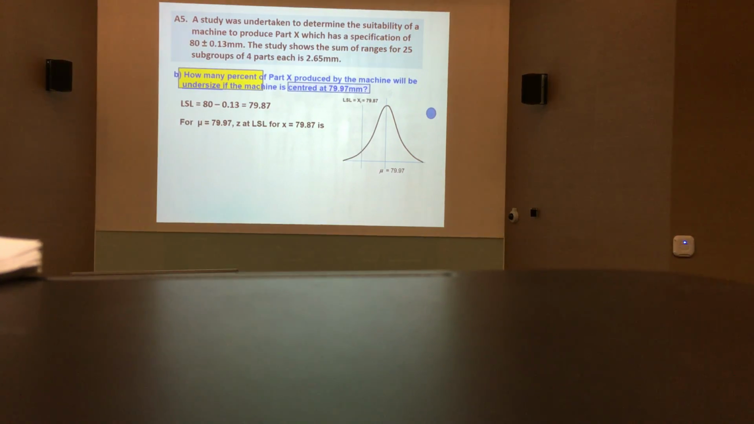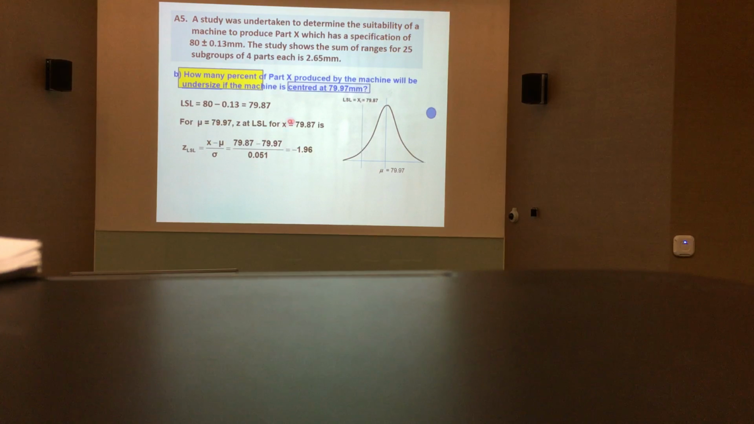Because this question is asking for undersize, we need to locate this portion here. In order for me to find this portion, I must know the Z value. So you use what you know: mu, X, and the standard deviation you calculated just now.